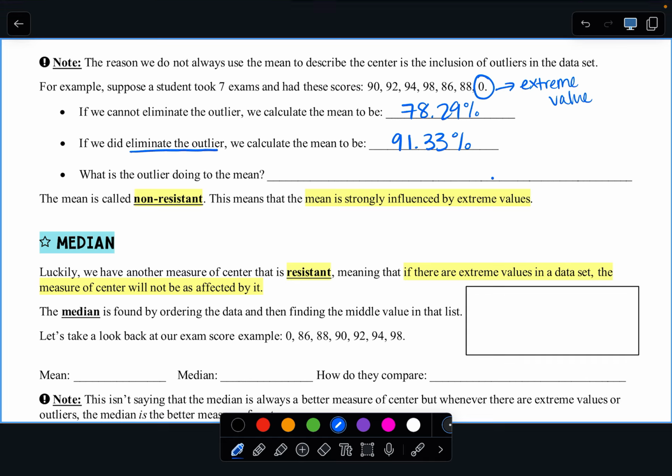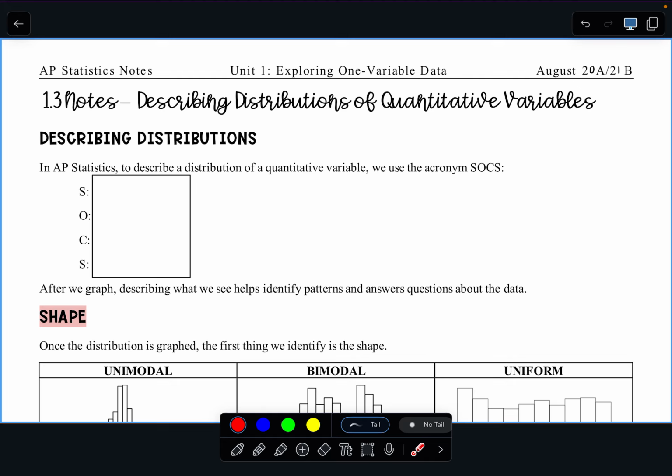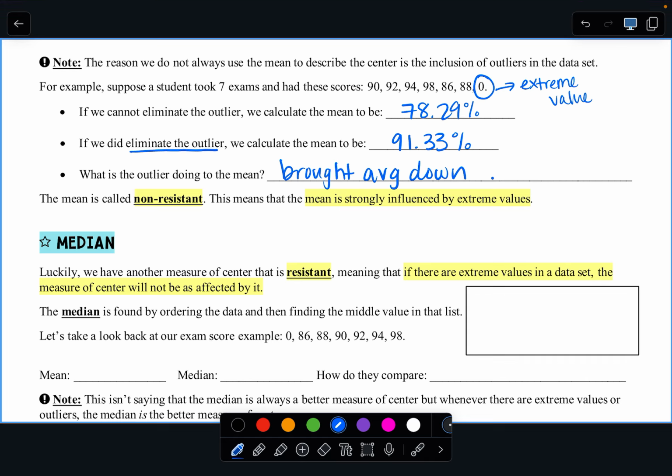It brought the average down, if I can spell today, B-R-O-U-G-H-T, brought the average down. Now, the reason why it went down and not up is that the outlier was on the lower end. So anytime you have an extreme value in your data set, if it's on the lower end, it's going to bring the mean down. If it's on the upper end, it's going to bring the mean up.